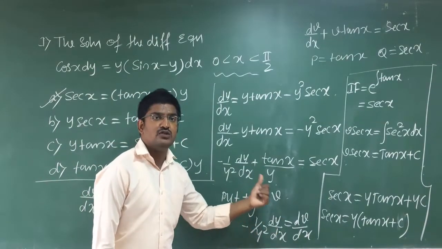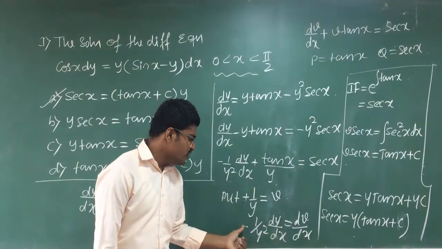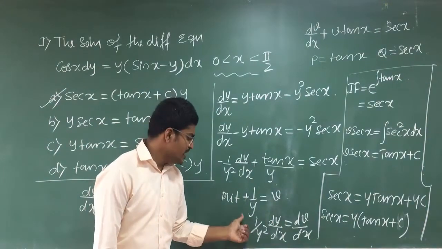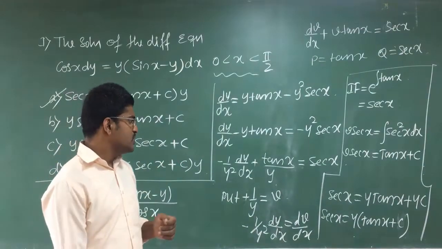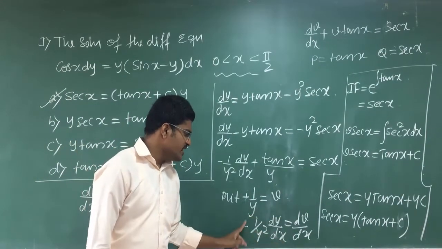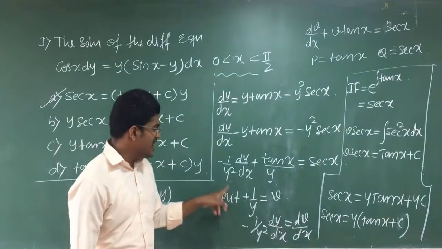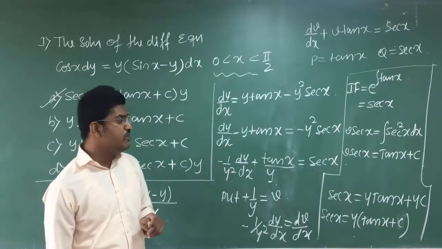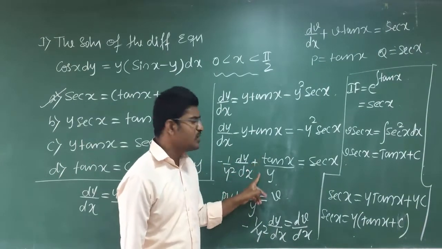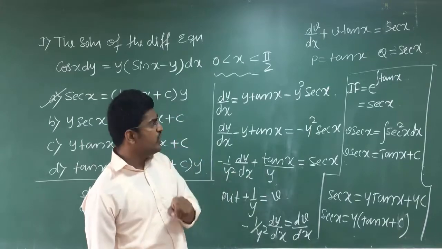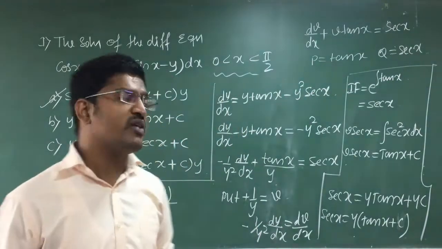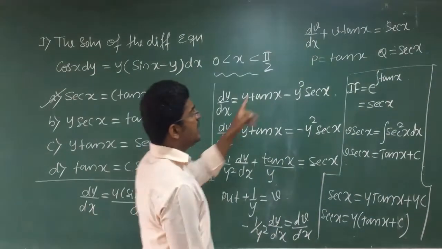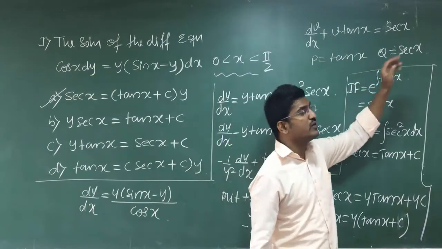If I put 1 by y equal to v, dv by dx will be equal to what? Minus 1 by y square. So minus 1 by y square dy by dx equal to dv by dx. So by getting dv by dx as minus 1 by y square dy by dx, I will replace this term as dv by dx and I will replace 1 by y as v, and I start to solve my linear differential equation. Here p is equal to tan x, q is equal to sec x.